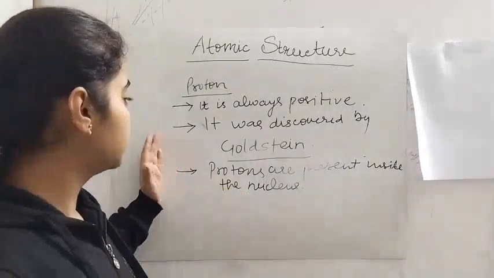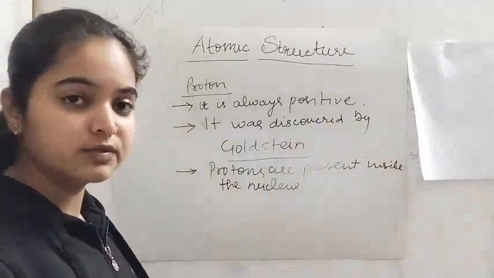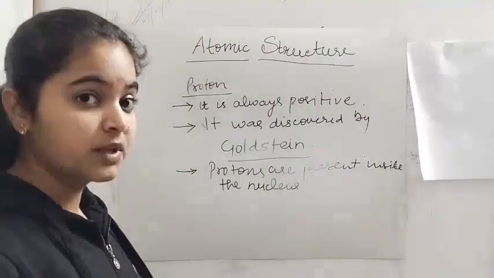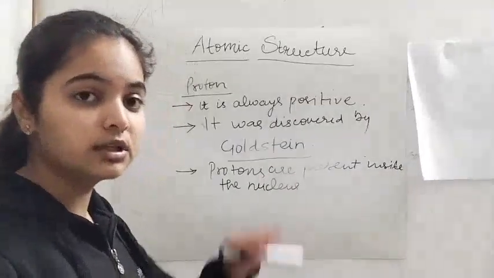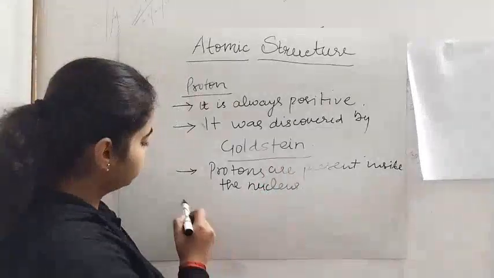Suppose there are 5 protons in an atom. So its atomic number is 5. And the same number are electrons. Suppose 5 protons are there, so electrons are also 5 and the atomic number is also 5. So write it down.